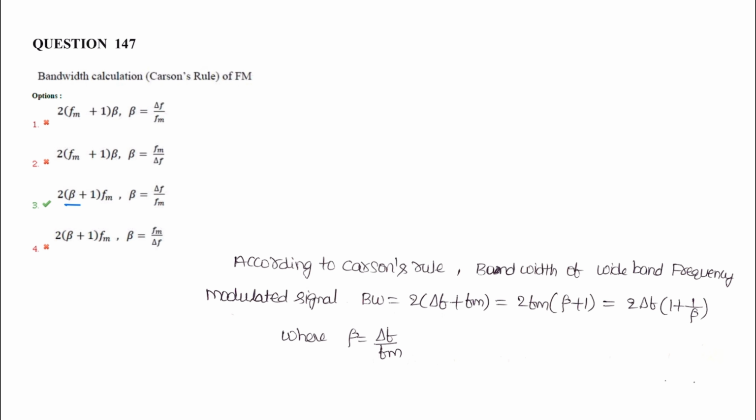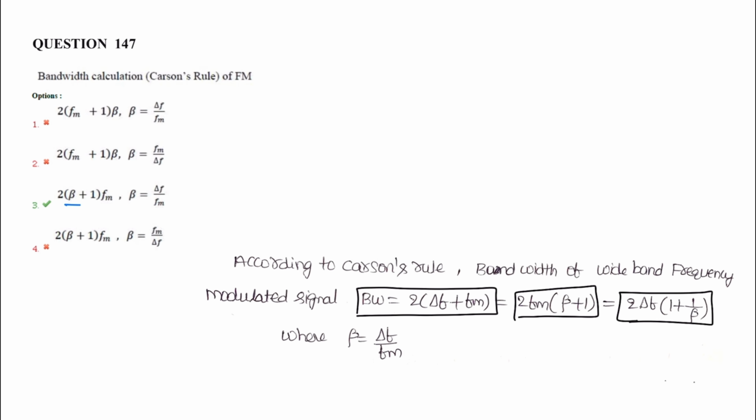Bandwidth of an FM signal using Carson's rule is 2 delta f plus fm. We know that beta is equal to delta f by fm. It can be written as 2 into (beta plus 1) fm, or 2 delta f (1 plus 1 by beta). Using Carson's rule for a wideband frequency modulated signal, the bandwidth is 2 into (beta plus 1) fm, where beta is delta f by fm. Correct answer is option 3.